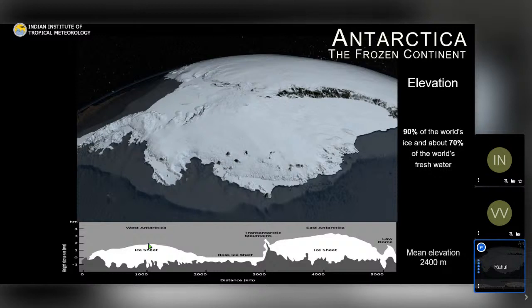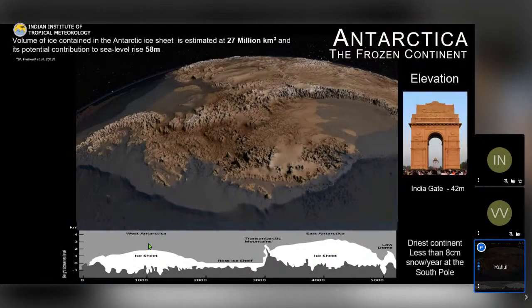And now an important thing, which we are all worried about. What if Antarctica melts? This is a question in everyone's mind. First of all, let me assure you that Antarctica is not going to melt so soon, so do not get panicky about it. But yes, if Antarctica melts, you would have a sea level rise of about 58 meters. The height of India Gate is about 42 meters. So you can just imagine, if all of the ice is removed from Antarctica, there will be a sea level rise of about 58 meters.